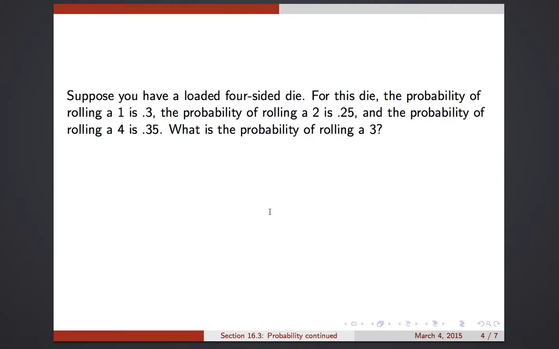Okay, so consider this question here. This is a question about legitimate ways of assigning probabilities to things. So suppose you have a loaded 4-sided die. Okay, so it's been tampered with.